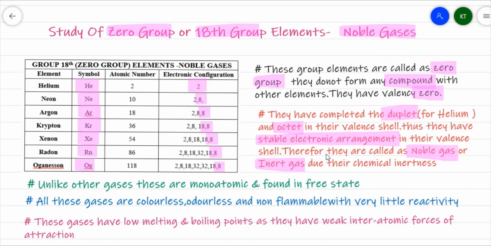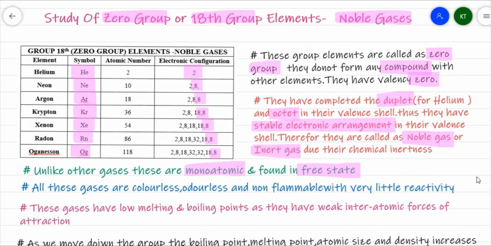Now, unlike other gases, most of which are diatomic molecules, these are generally considered monoatomic. Other gases are reactive because they don't have an octet completed, but as these elements have their octet completed, they are found in the free state.